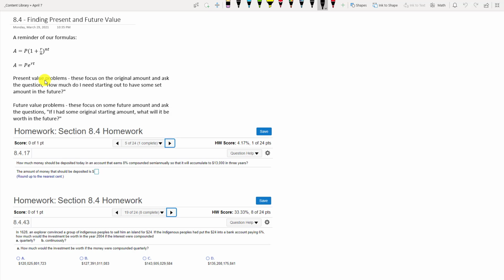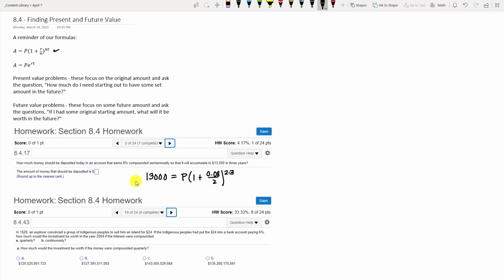The first question: how much money should be deposited today in an account that earns 8% compounded semi-annually so that it will accumulate to $13,000 in 3 years? So this problem is a present value problem because they focus on the amount today and ask how much I need to have today to have $13,000 in the future. That helps us know what variable we're going to solve for. Since it's compounded semi-annually, I use this first formula right here. So let's come down and fill in what we know.